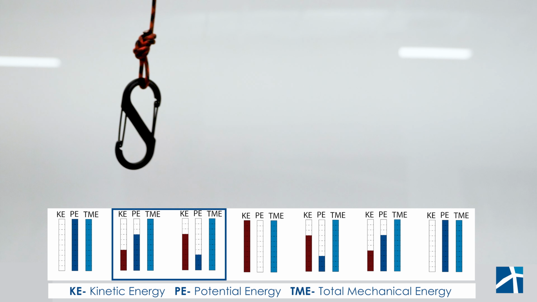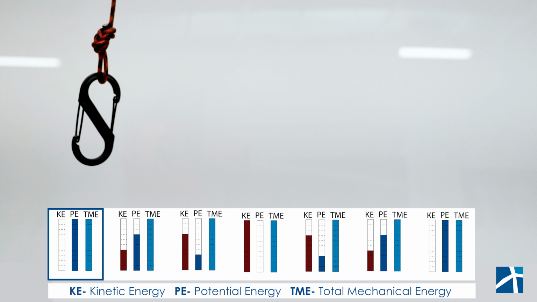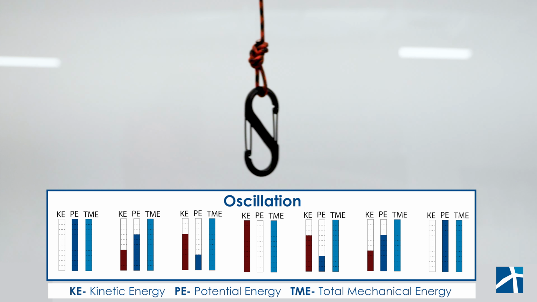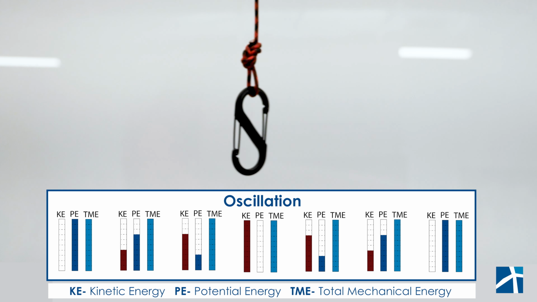As the pendulum swings up to the other turning point, we see the kinetic energy start to drop and the potential energy rise. We see on this side of the swing that the potential energy has now reached a maximum again. This is our oscillation. We can see that as the pendulum swings from side to side, the total energy oscillates between kinetic and potential energy.